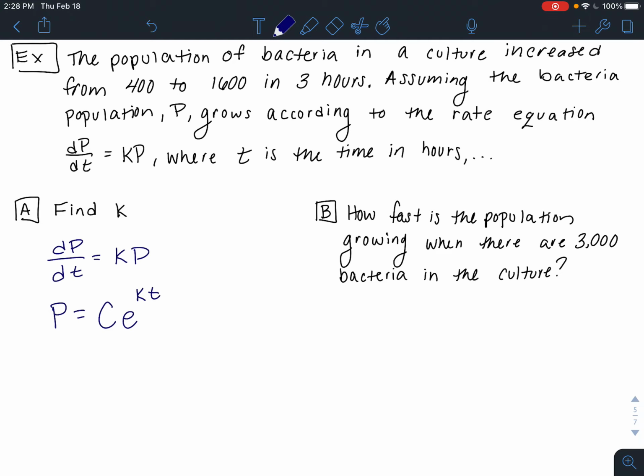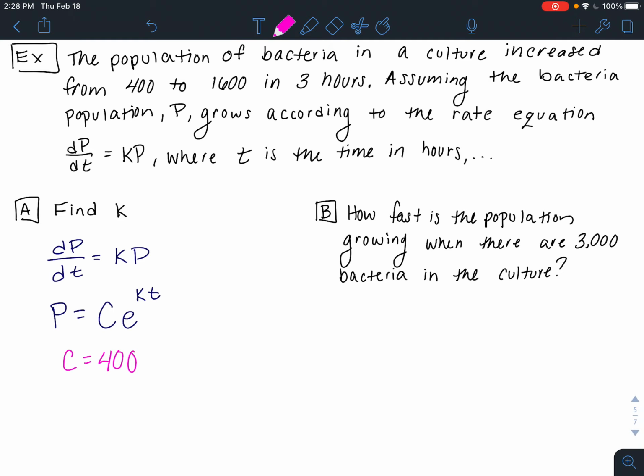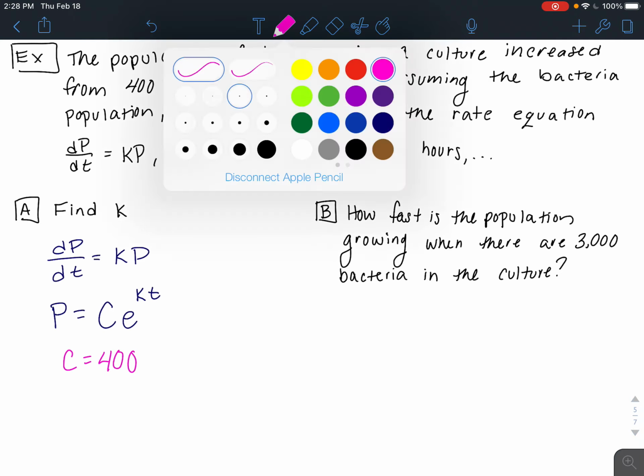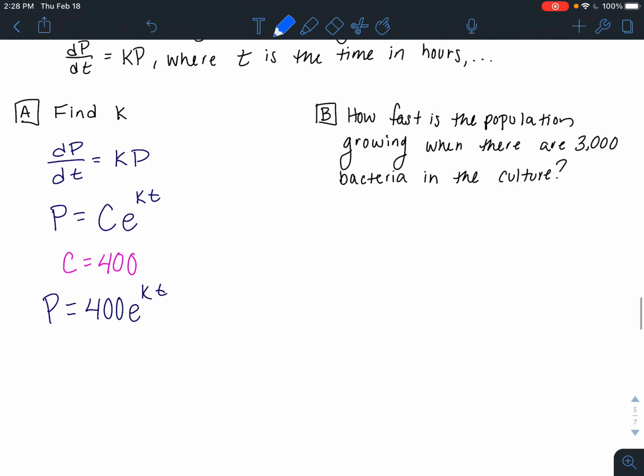So our initial time, we don't know when it is, but we're going to assume that the starting time is when it's 400. So our initial value, our C value, is going to equal 400 because that's our starting amount. So now we know that our population is equal to 400 times e to the kt. So this question wants us to find K. We also know that after 3 hours we have 1,600 bacteria. So we have the point when T equals 3, P equals 1,600. So we're going to plug those values in.